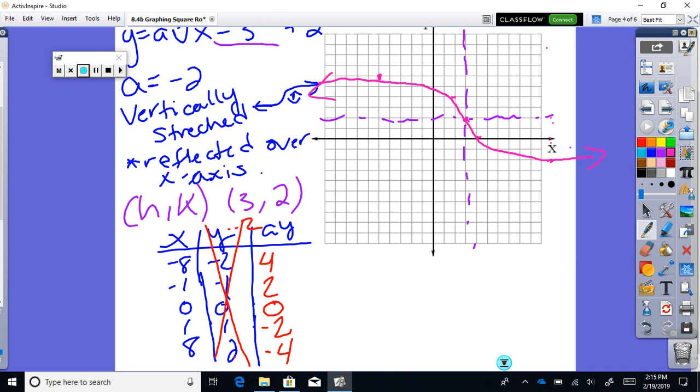So it's been shifted, it's been reflected, it no longer looks like this, it's been vertically stretched, it almost looks wider, and it's been reflected over the x-axis. So those are all the things that have happened to it since we've changed the a and we've added the shifted point.